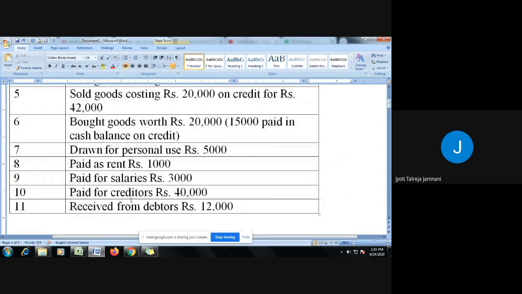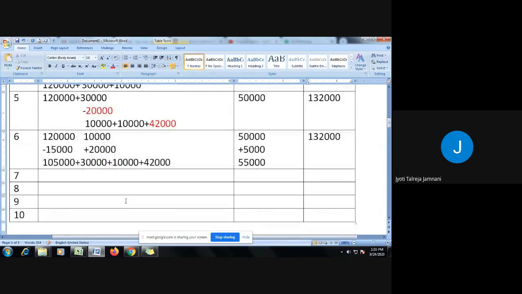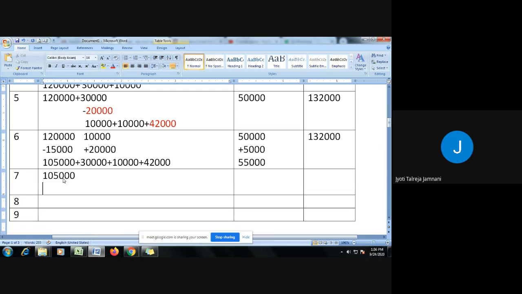So this was the sixth transaction. Seventh one, drawn for personal use rupees 5,000. Now when you withdraw for personal use, it is treated as expense in the eyes of business. So when the owner withdraws it for personal use, he'll withdraw it from cash of 1,05,000. 5,000 he has withdrawn, so we have to minus, and the new cash balance that we have is 1 lakh rupees.